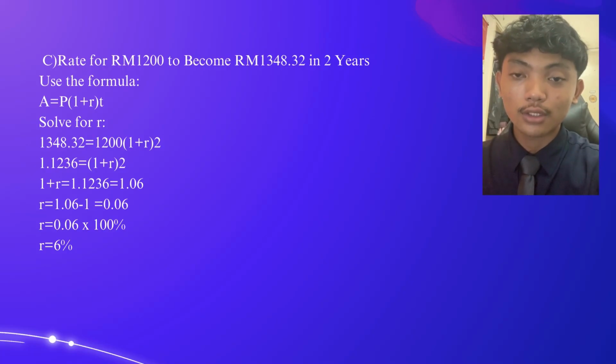Now, after we get the answer, convert it to a percentage. So 0.06 times 100 is 6%. So the required interest rate is 6% per year.